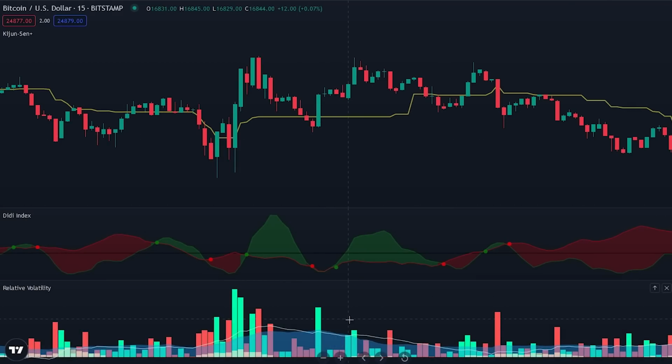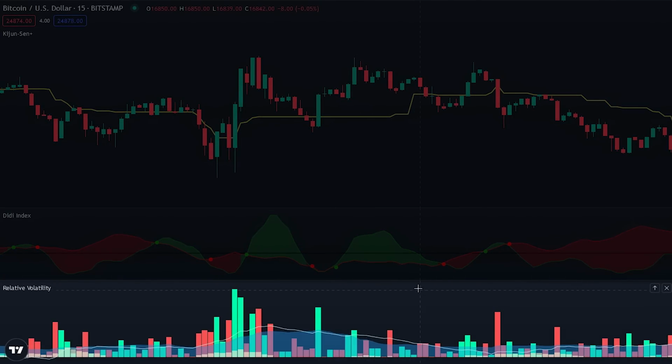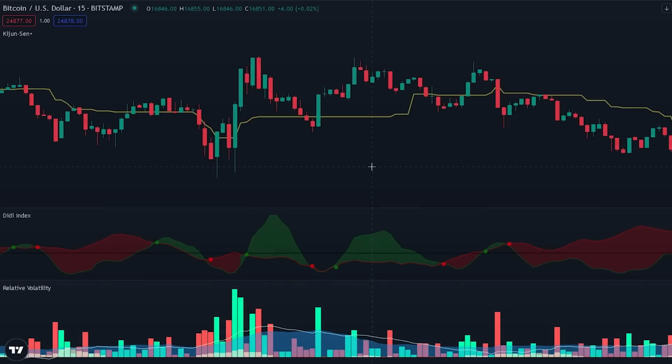Finally, we will use the volatility indicator to make sure that there is enough volume in the market to enter into the position. This is how we will combine the indicators to create a profitable strategy. Now let's take a look at when to enter into a buy position.